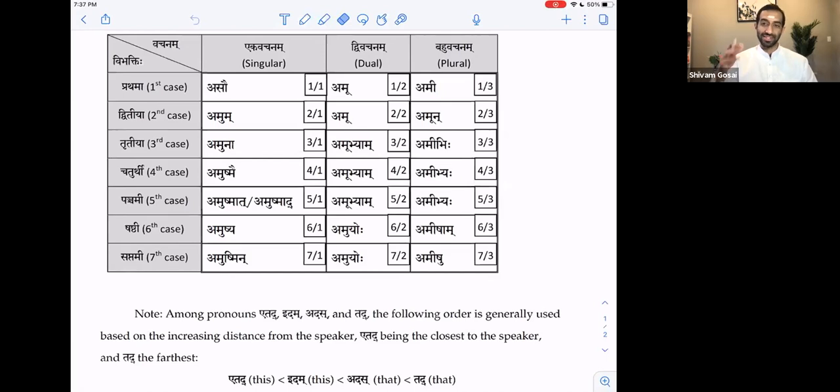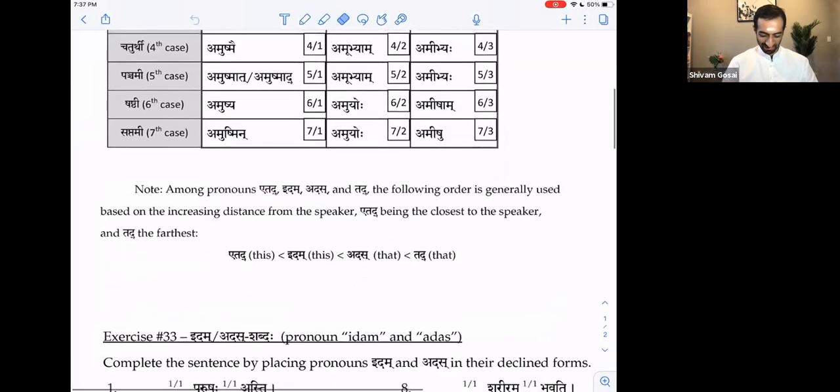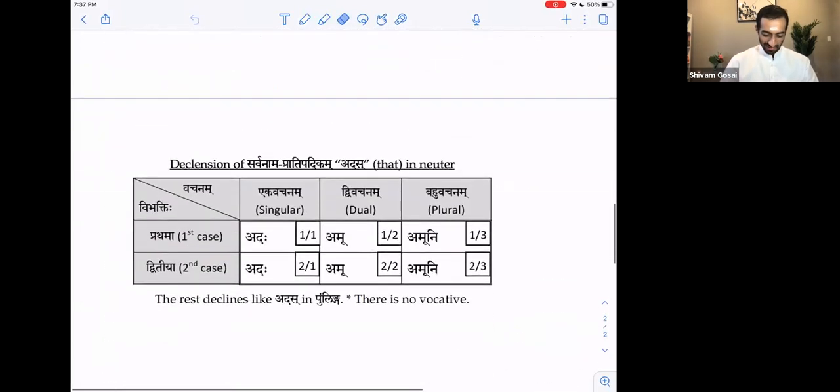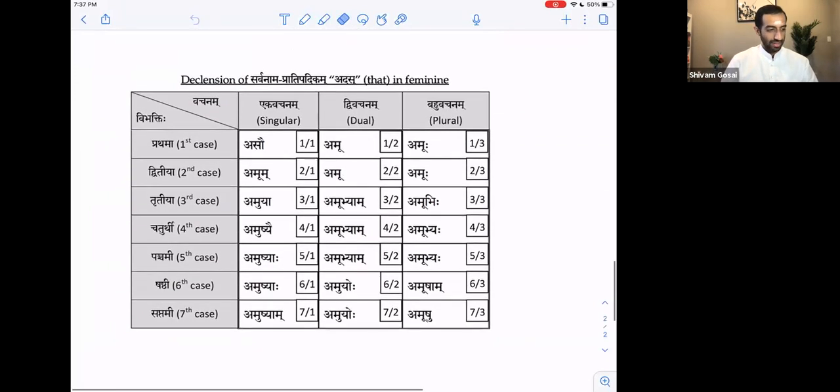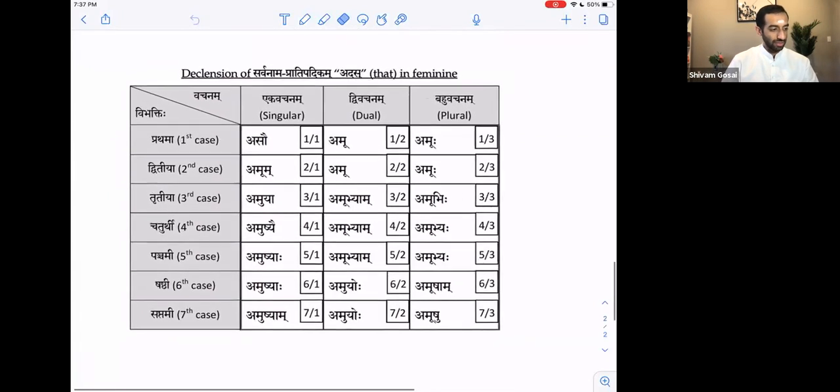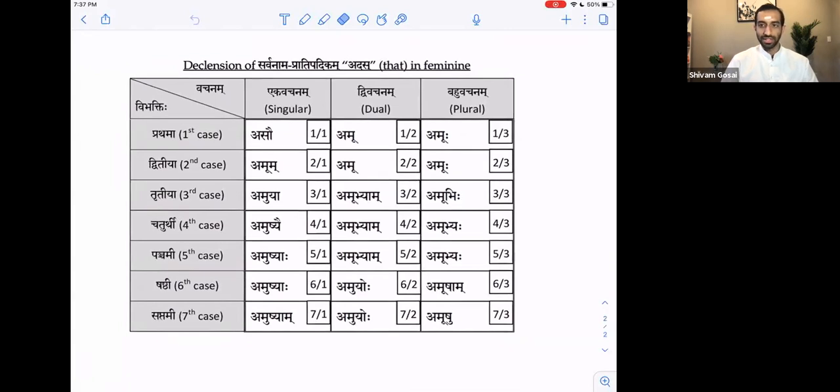Hopefully that time was a little bit better than the first time. I know coming right into class, starting with adas-śabdha is not the easiest. We have to just repeat it a few times for those neurons to fire again. And so today we'll look at this feminine form. Again, you can find this in your book around page 120.